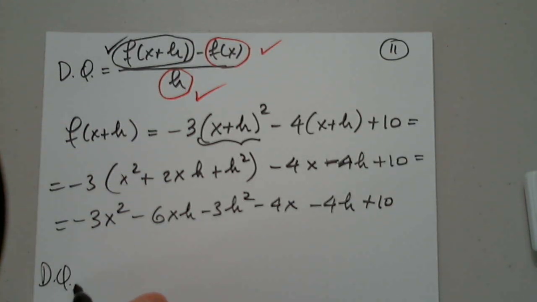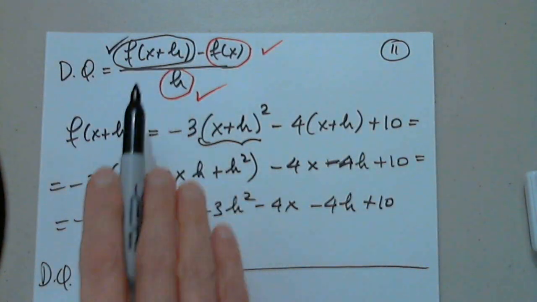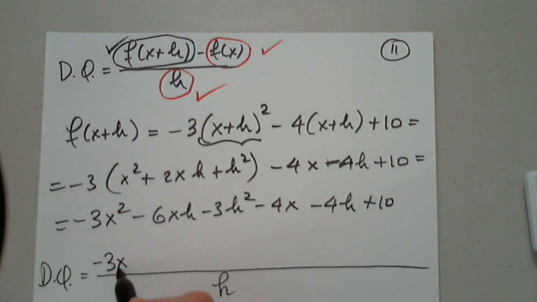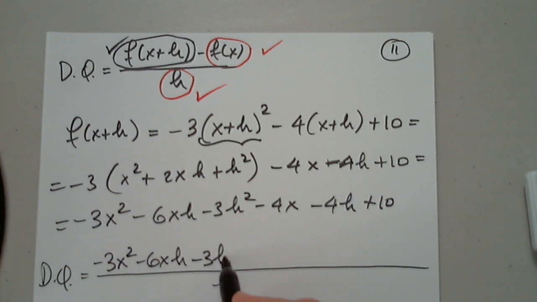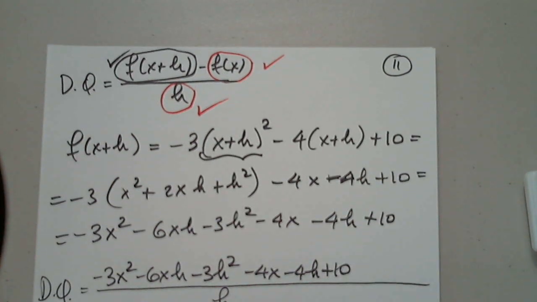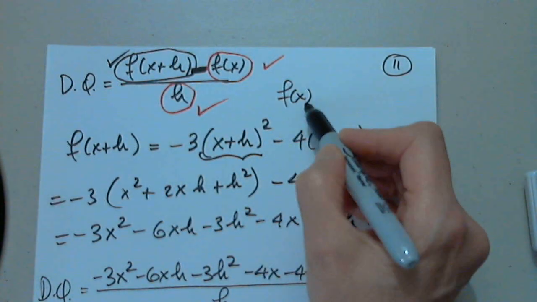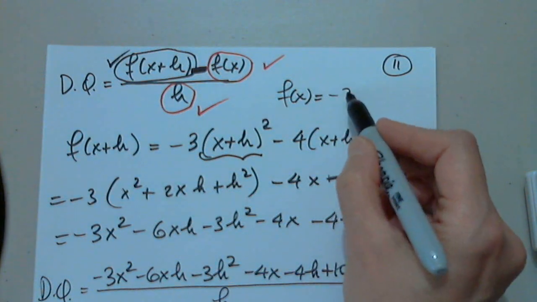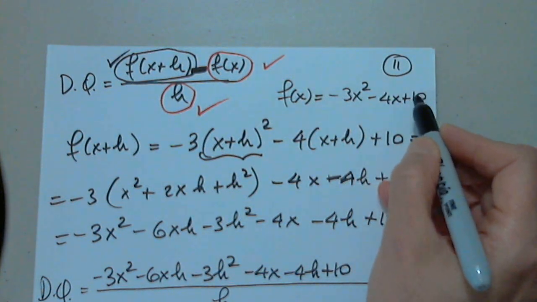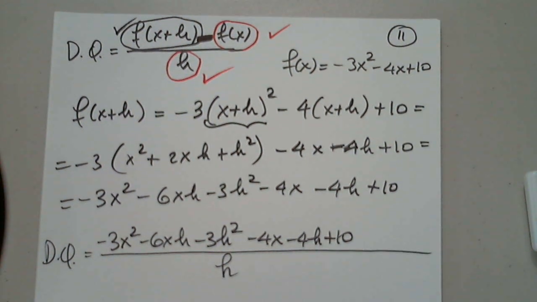So then the difference quotient, I have to copy all this. Negative 3x squared minus 6xh minus 3h squared minus 4x minus 4h plus 10. But now we have to be very careful because this negative symbol will change, and I'm going to copy the function here because I removed that page. Negative 3x squared minus 4x plus 10. So please distribute negative 1 to these three terms. Plus 3x squared plus 4x minus 10.